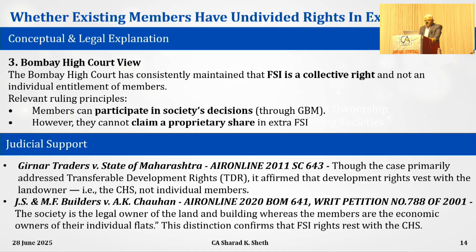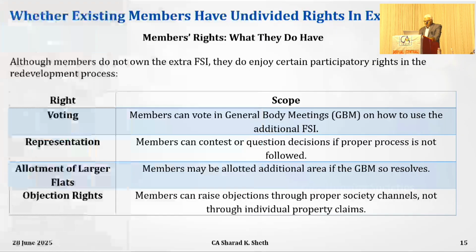Similarly, in this JS and MF builder case also, the society is the legal owner of the land and building, whereas the members are the economic owners of their individual flats only. This distinction confirms the FSI rights with the society. So I think with this discussion we can safely conclude that the society is the only owner, the legal owner and sole owner of the land, as well as whatever extra FSI is generated out of it. If somebody has got any other opinion, I would love to hear from them.